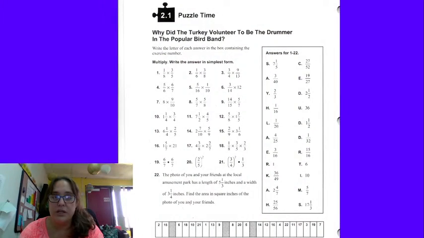You need several materials in front of you. You need to have a multiplication chart. You need to have a pencil, and you need to have your worksheet 2.1 puzzle time.